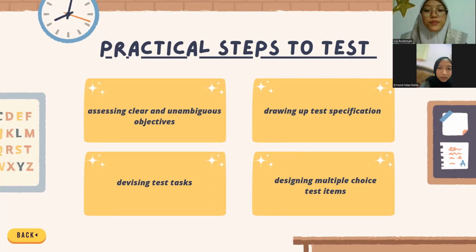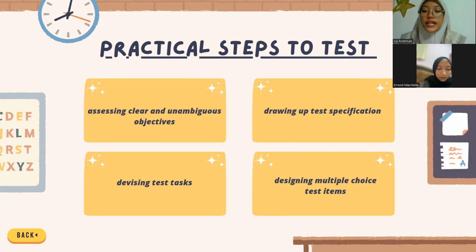Okay, let me explain the first one. Assessing clear and unambiguous objectives. The teacher needs to know what is going to be tested, so the teacher can determine the appropriate time to do the test. So the way to examine the objectives will be easy. The second one is about drawing up the test specification. It can be as simple as having a practical outline of the test.